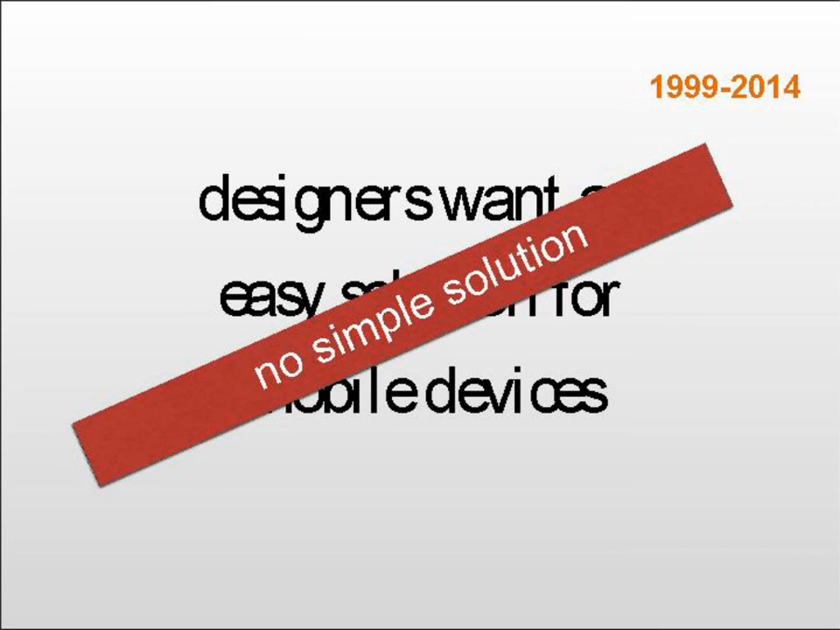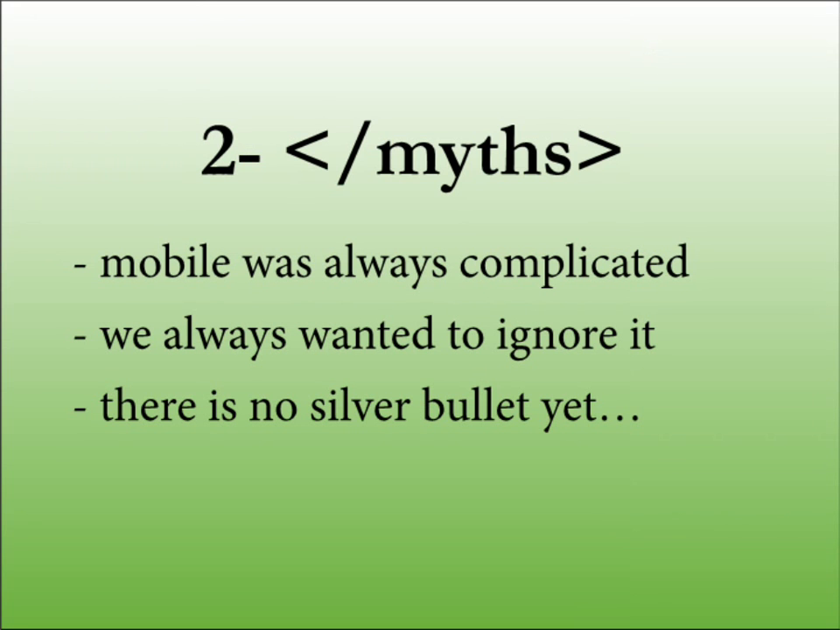So mobile was always complicated from a web developer's perspective. We always wanted to ignore it, right? But we shouldn't ignore it, right? Mobile is more important every day, and we need to understand mobile. I have seen so many big companies with big budgets spent in advertisement, and when you try to access that website or web app from a mobile phone, it crashed, and it's insane, right? So there is no silver bullet here. There is no one solution that will solve all your problems, unfortunately.